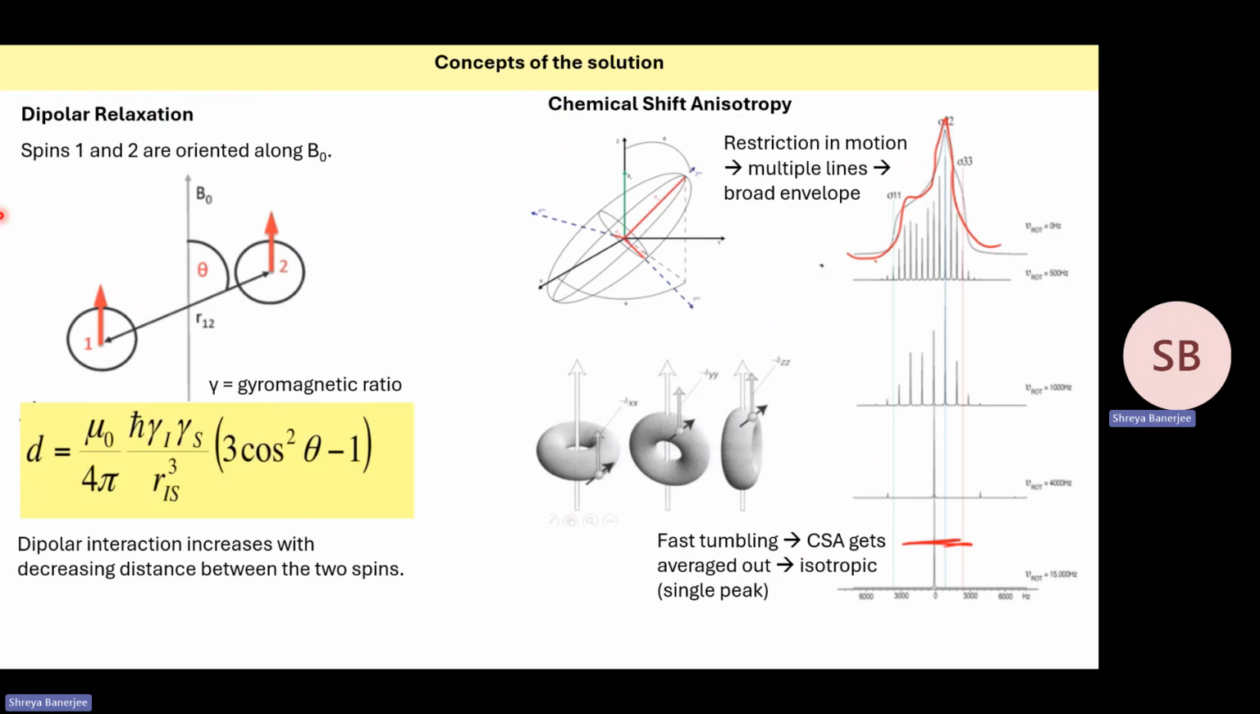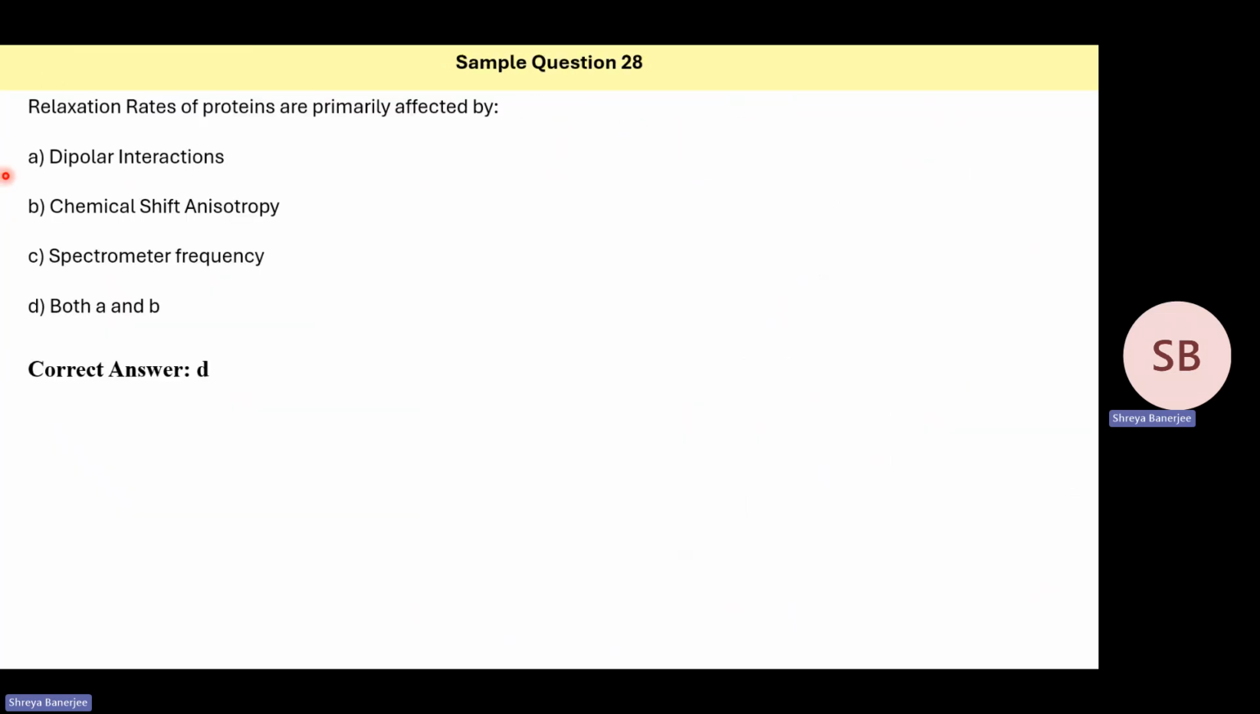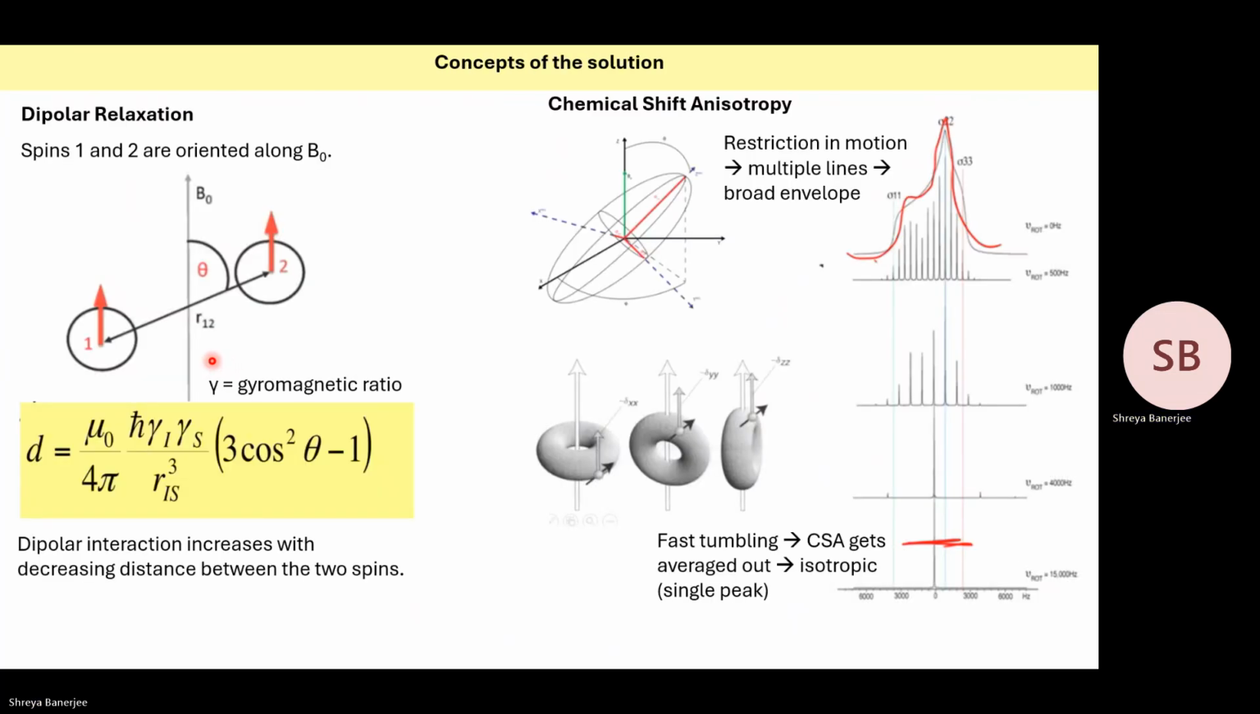So these are the two phenomena mainly responsible for relaxation rates. You can see A is the dipolar interaction, B is the chemical shift anisotropy. So the correct answer is D, that is both A and B.